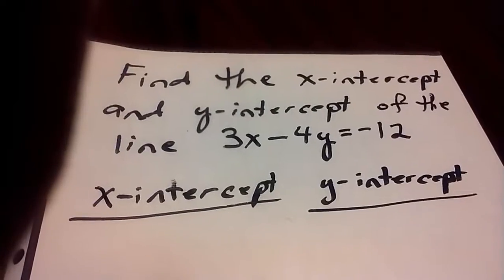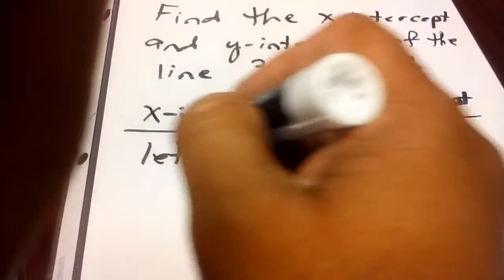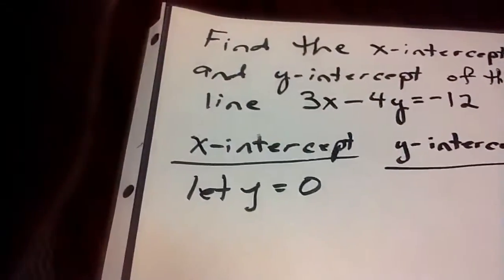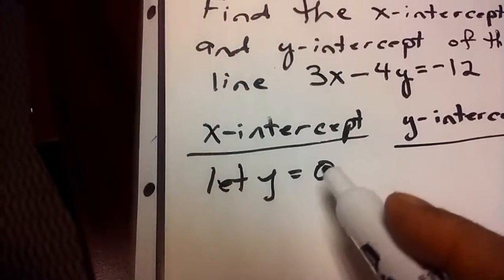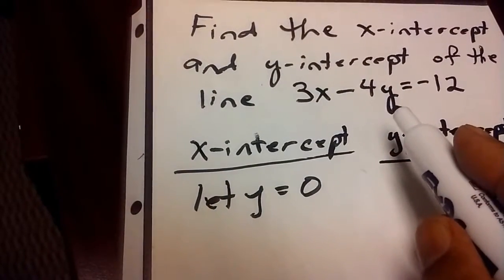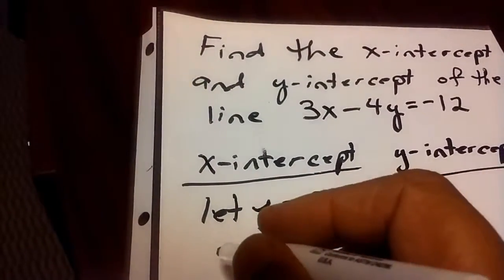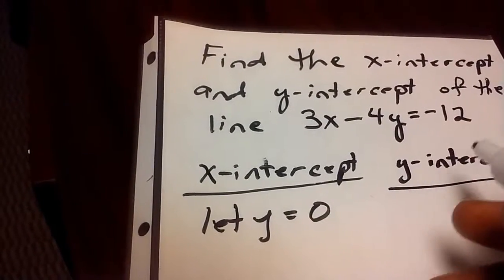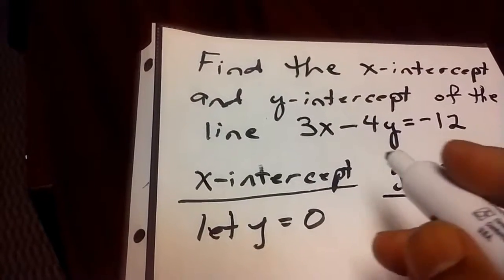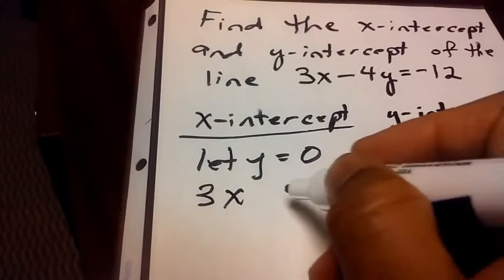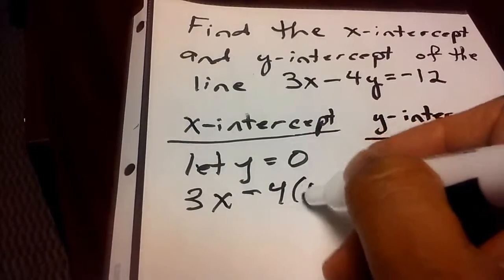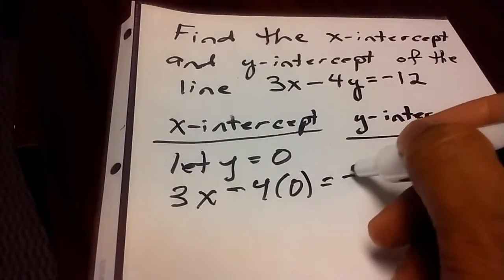Let's find the x-intercept first. Here we'll let y equal 0. Then we substitute this 0 in place of y in the original. So instead of writing 3x minus 4y equals negative 12, we're going to write 3x minus 4 times 0 equals negative 12.